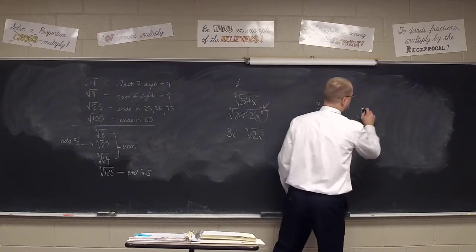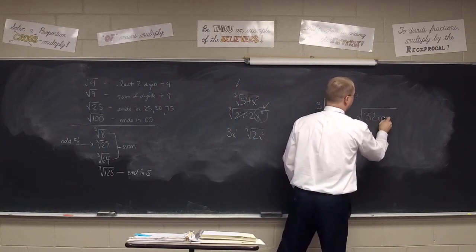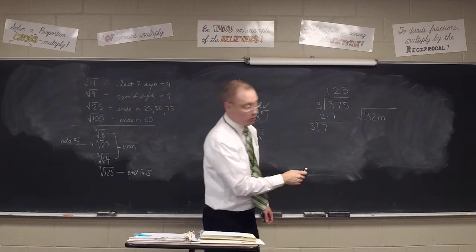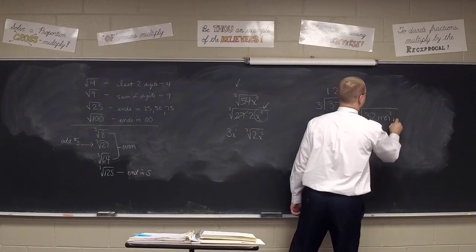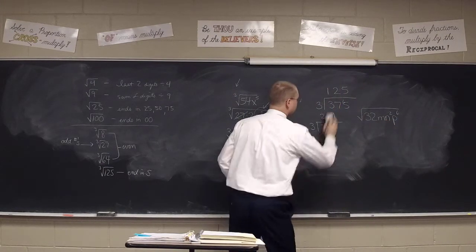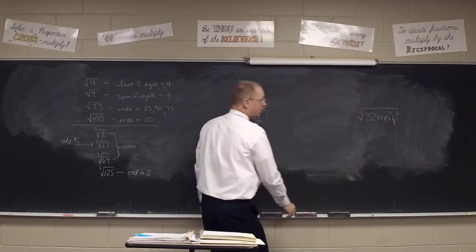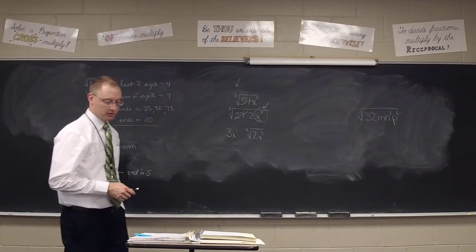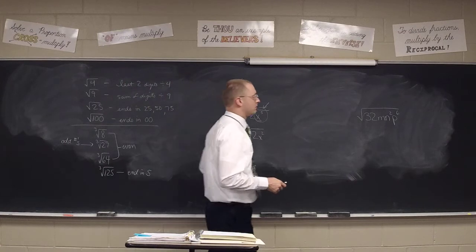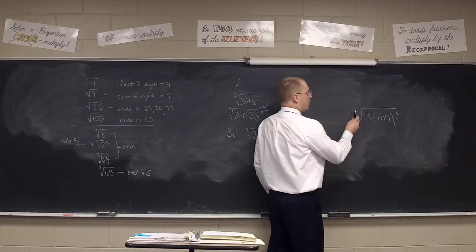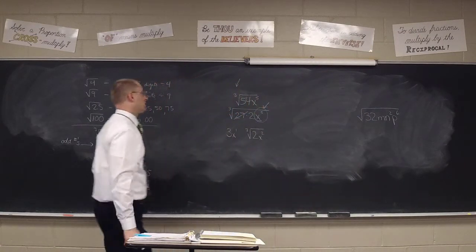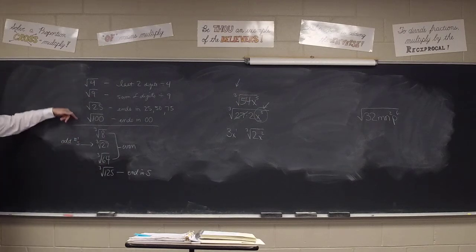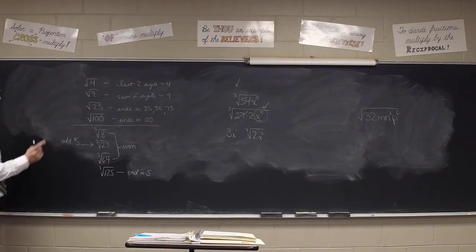The square root of 32 m n squared p to the 6th. With the 32. Now again, these aren't all of them, but one of these will work. There's actually another one we could use that's not on the list.